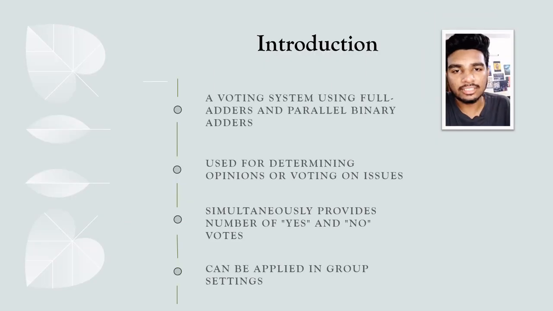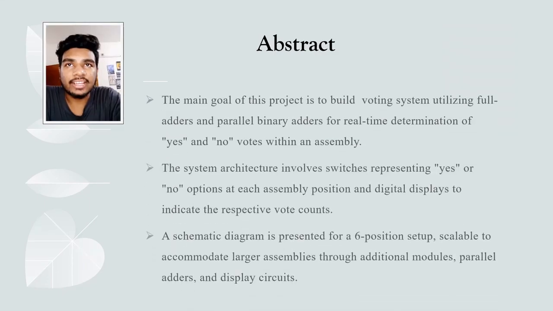Let me introduce the system. A voting system usually uses a full adder and a parallel binary adder to determine options and voting on issues. The simulation produces the number of yes and no votes that can be applied in group settings. The main goal of this project is to build a voting system, utilizing full adders and parallel binary adders for real-time determination of yes and no votes within an assembly.